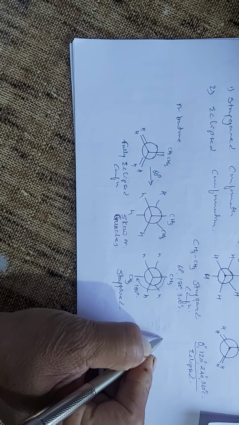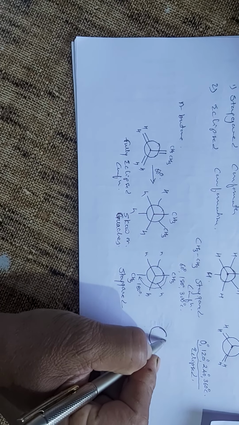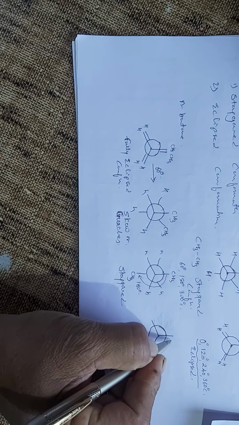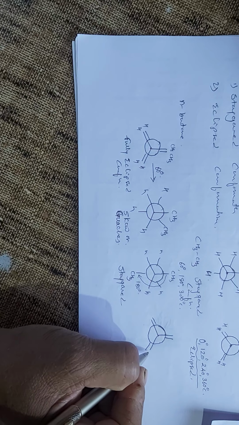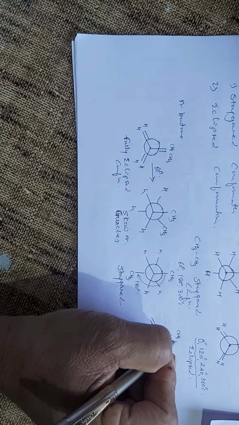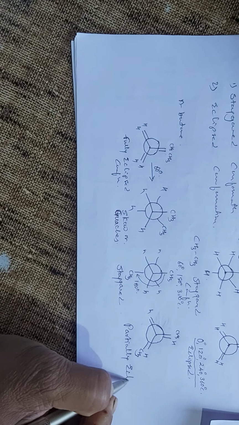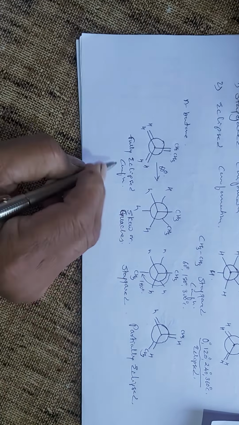And another situation is the partially eclipsed conformation, where the hydrogen atoms and the methyl group are arranged so that here this is hydrogen, this is methyl group, this is hydrogen, and here this hydrogen. So this is your partially eclipsed conformation. These are the different conformations that are obtained in the normal compound.